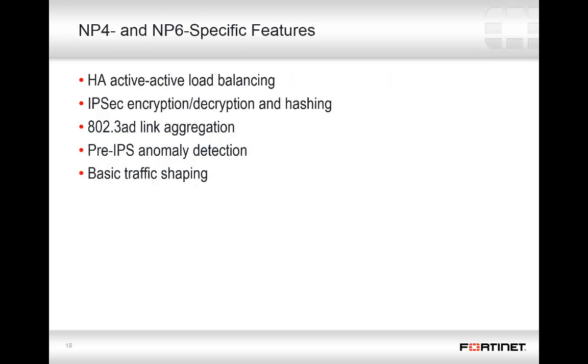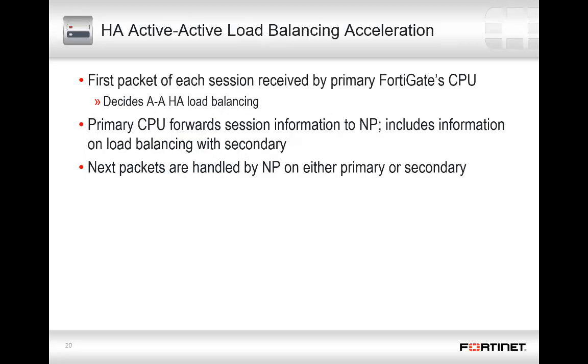Now that we've discussed how NP changes packet flow, let's return to the feature list for the NP family. NP4 and NP6 processors have large performance gains, but they also support more offloading, active-active HA load balancing, IPsec cryptography, link aggregation, pre-IPS, basic traffic shaping. First, let's see how NP improves performance and changes packet flow for active-active HA clusters.